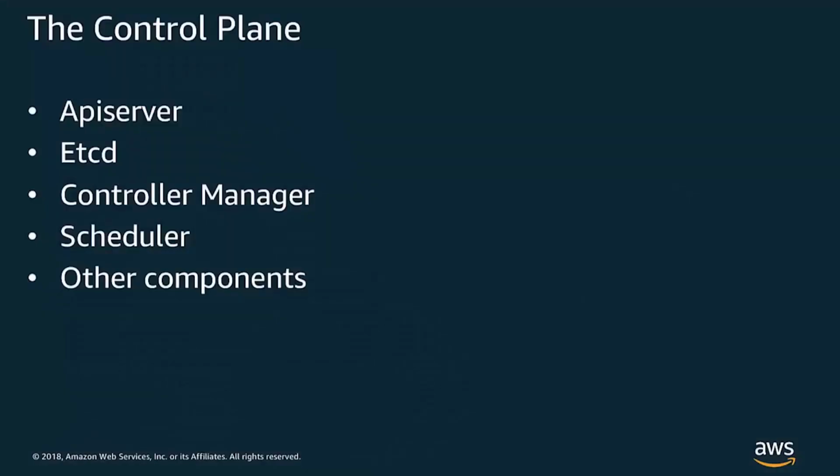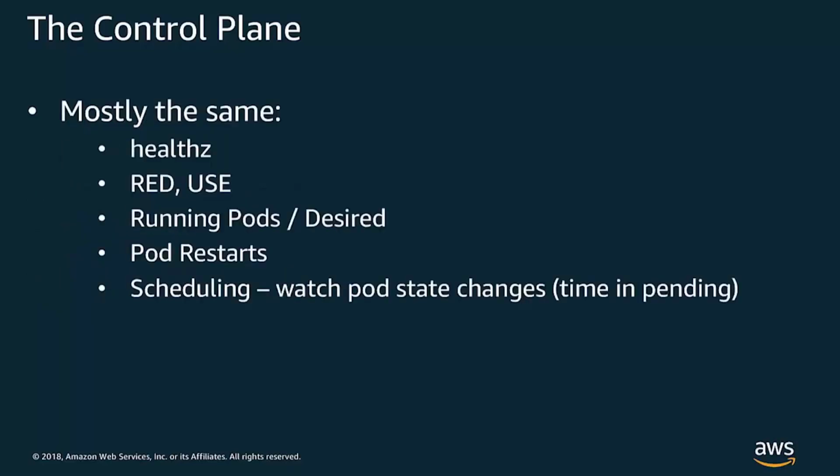The components of the control plane are the API server, etcd, the controller manager, and the scheduler, and then you might be running other components. You might be running an external cloud provider. You might be running certificate controllers, or various other things. You might include the metrics server in your control plane, some of your monitoring framework there. There's a lot of different ways you can set it up. So monitoring the control plane is very similar to monitoring your applications.